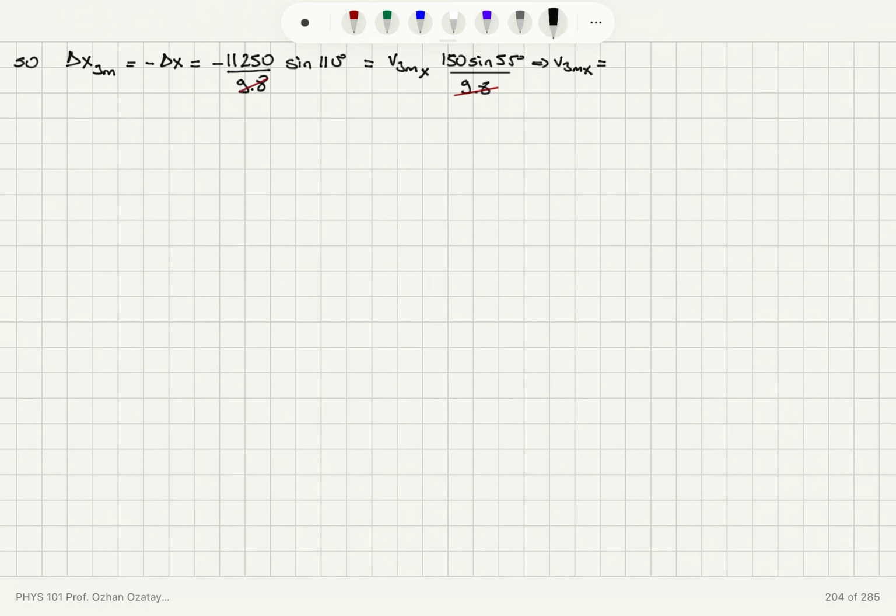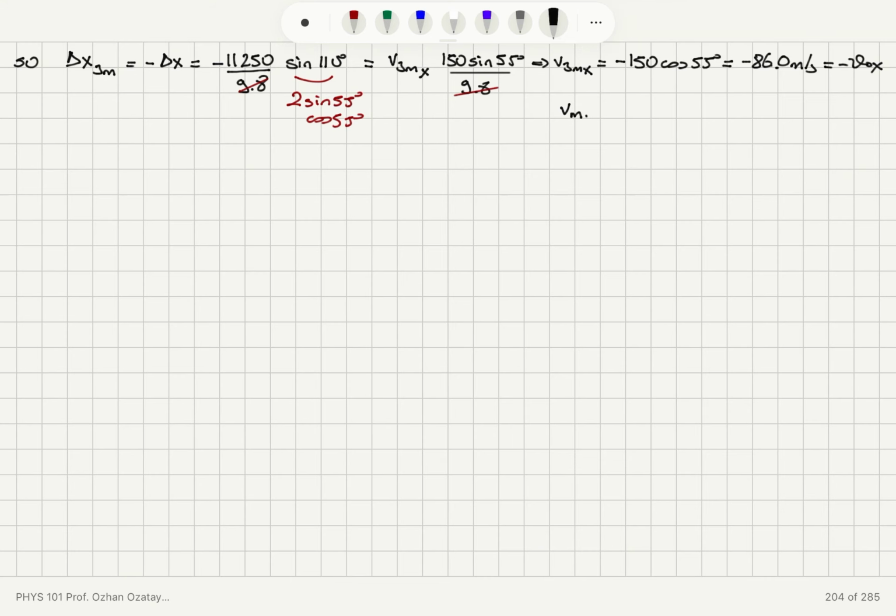minus 150 cosine 55. So this is 2 sine 55 cosine 55. So let me write here, this is 2 sine 55 cosine 55. So sine 55 will cancel. So we will obtain minus 150 cosine 55, which is minus 86.0 meters per second. So it's equal to minus V0x.